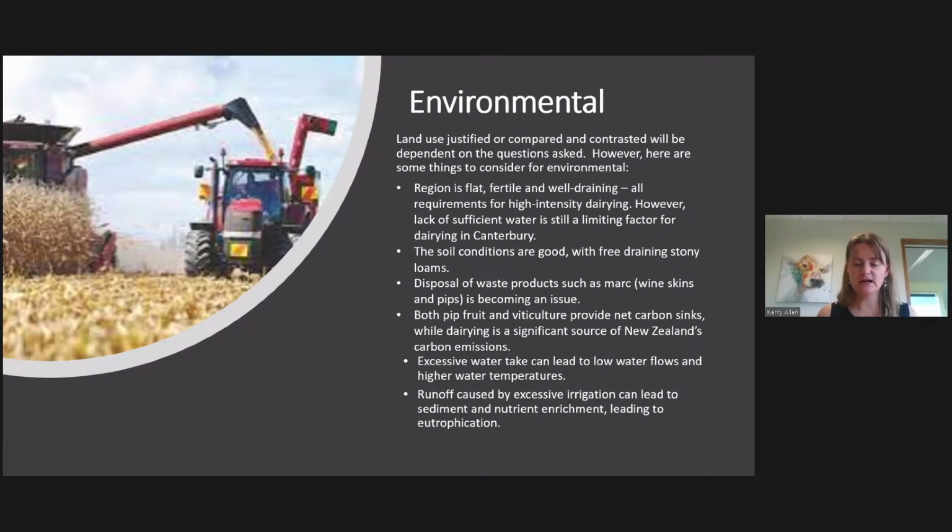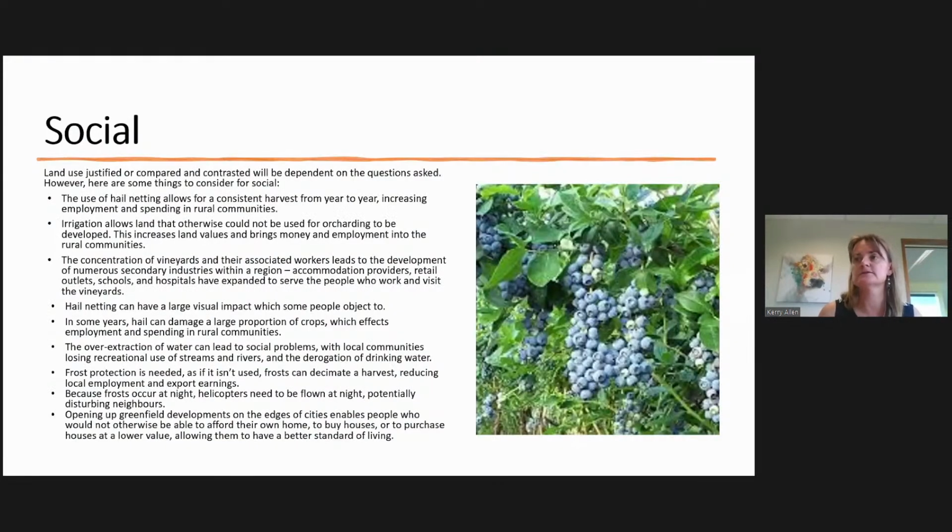It could be that some of the crops are carbon sinks, and so that's going to be really good for carbon emissions. It could be that this crop is no longer wanted to be grown because of the runoff that it has from fertilizer. Okay, so those are some of the environmental considerations.